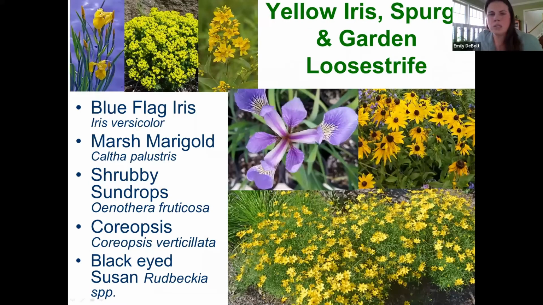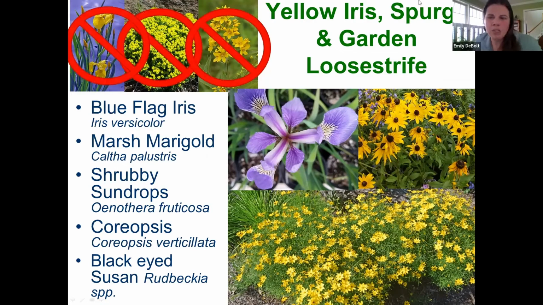So let's start with yellow flag iris, spurge, and garden loosestrife. Here are some of the options. Let's do our little no, no, and no options that we can be using instead. Blue flag iris, marsh marigold, shrubby sundrops, coreopsis, black-eyed Susan, and the list goes on really. I've got blue flag, black-eyed Susans, and the coreopsis shown there in the photos.